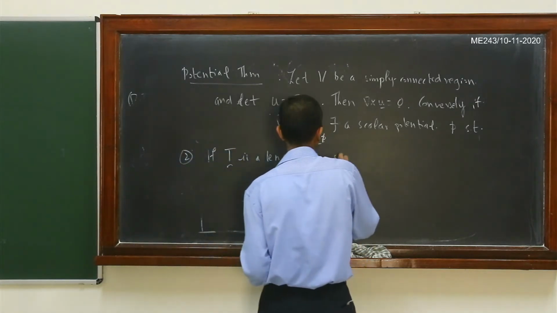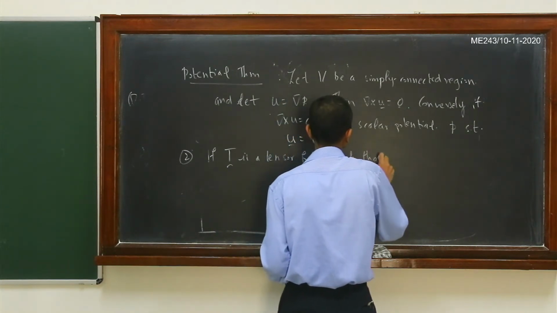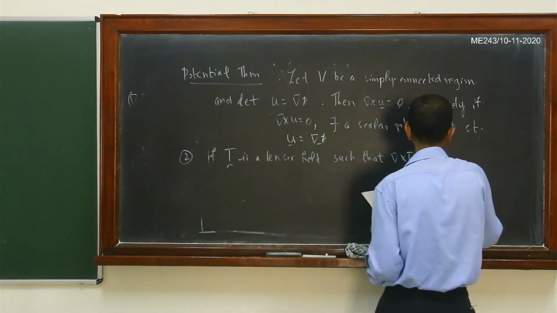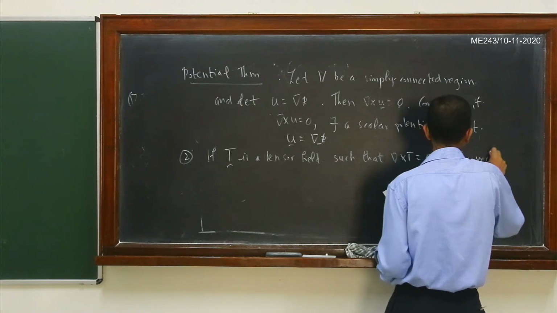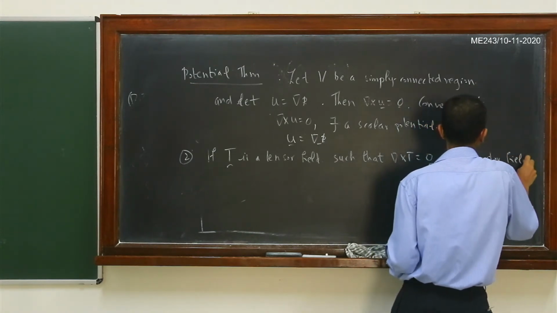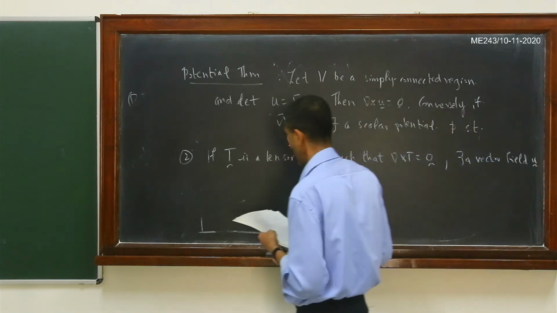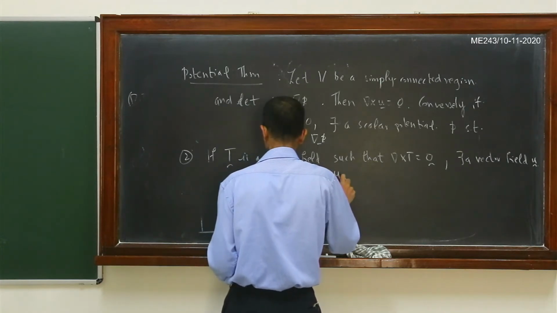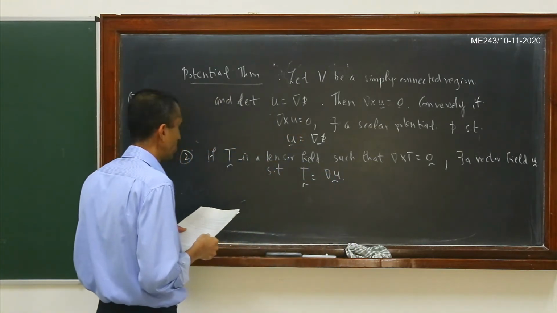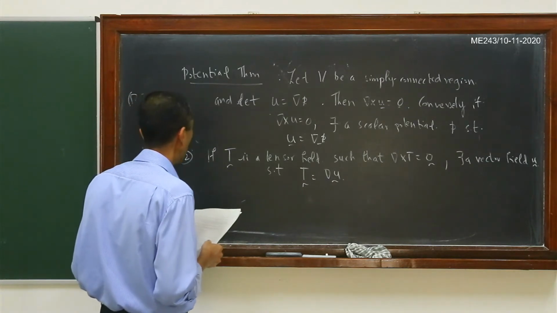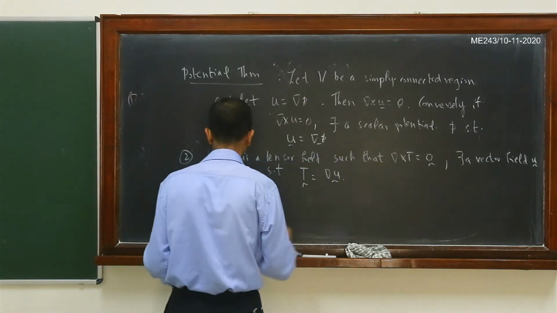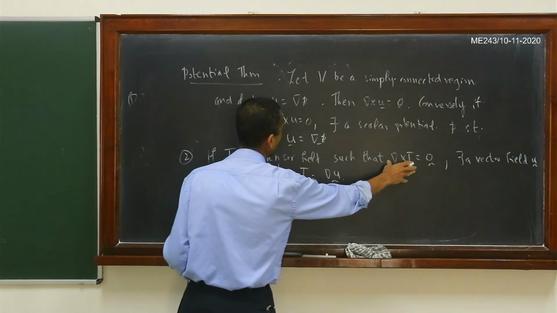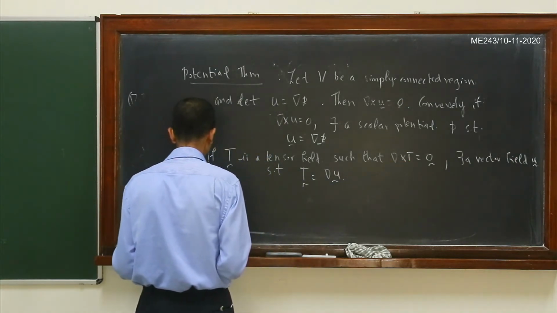such that del cross T is equal to 0, then there exists a vector field U such that T is equal to del U. Fine, so how does one show this now? So we will use the previous result in order to show this particular result. So we'll use first the definition of a curl. So this is the curl of a second order tensor. So we'll use that definition.